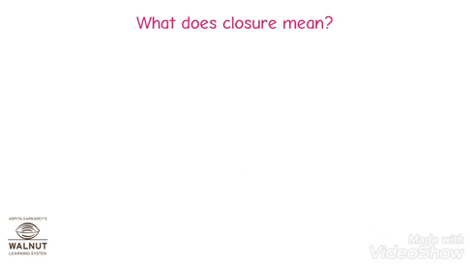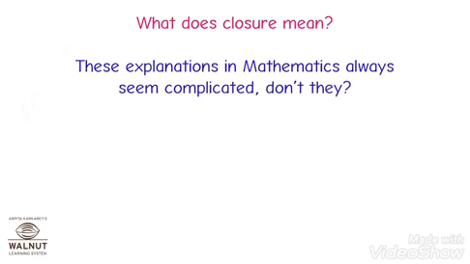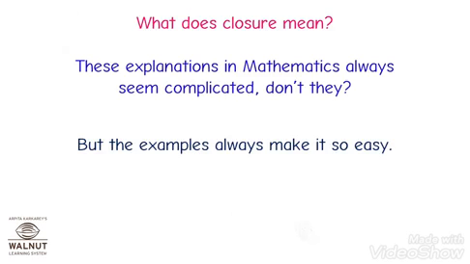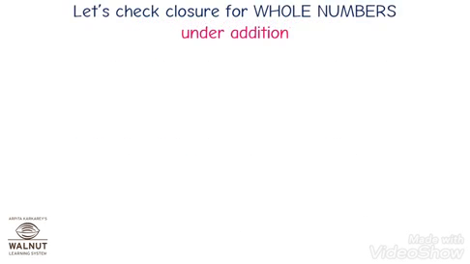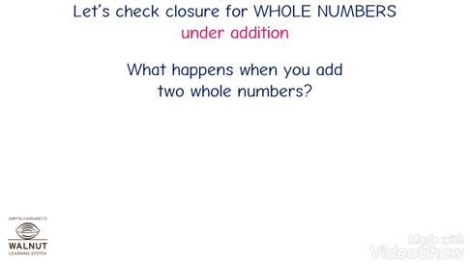What does closure mean? These explanations in mathematics always seem complicated, don't they? But the examples always make it so easy. So let's just talk about the real thing now, shall we? Whole numbers are numbers from 0 onwards. Let's check closure for whole numbers under addition. What happens when you add two whole numbers?